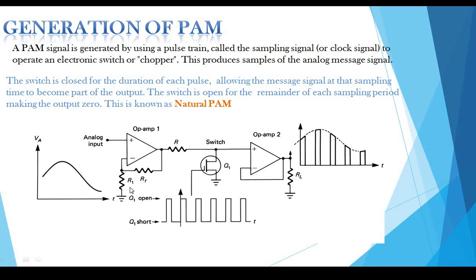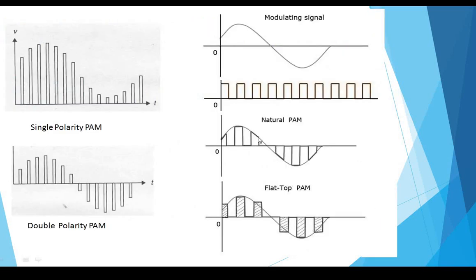So here, when the switch is open, your message signal is going. Then when the switch is closed, your carrier signal will go, and at the output you will get the modulated output. The switch is open for the remainder of each sampling period, making the output 0, and this kind of modulation is called natural PAM. This is the output you will get, where the amplitude of the carrier is also varied. Correct?